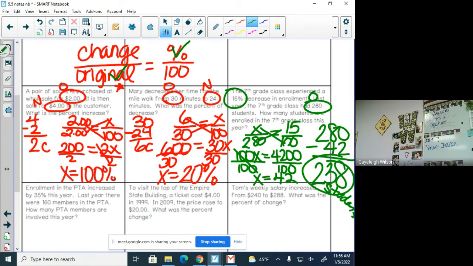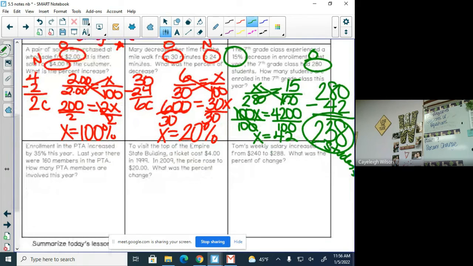So that's what you're going to do on this next one here, the one about the PTA. Okay, I want you all to try that one. It is almost identical to the one I just did. So look at the one that I just did, but look for a keyword of decrease or increase to figure out what you're going to do with that number.